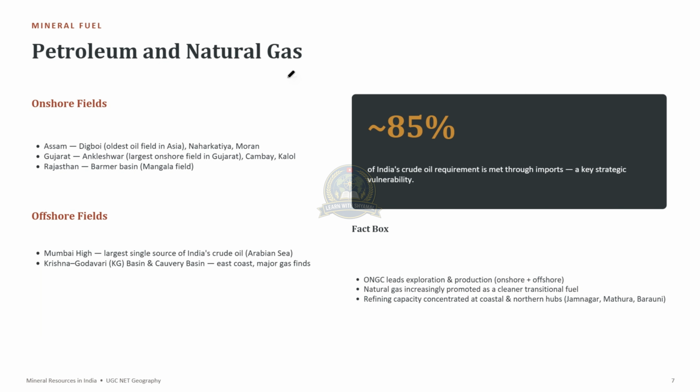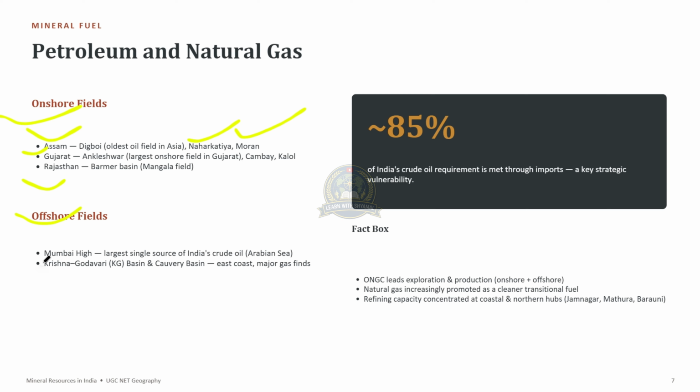Petroleum and natural gas, onshore fields. Assam, Digboi, oldest oil field in Asia, Naharkatia and Moran region also. Then Gujarat, Ankleshwar, largest onshore field in Gujarat, Cambay and Kalol. Rajasthan, Barmer Basin, Mangala field.